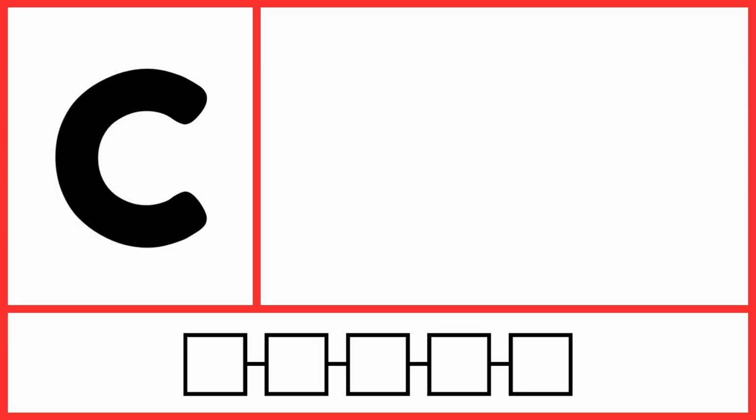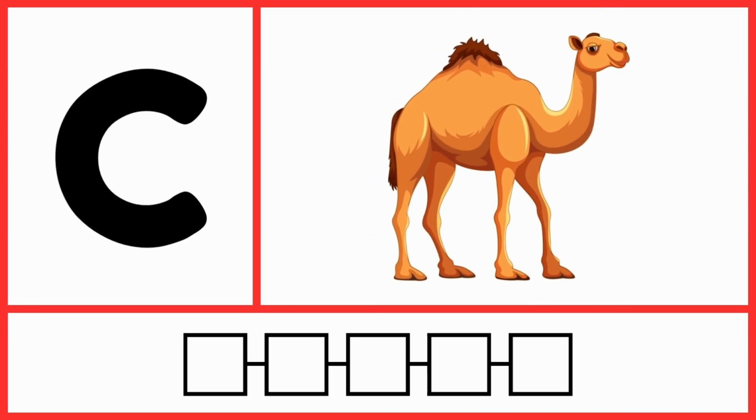C. C is for camel. Let's spell it. C, A, M, E, L. C is for camel.